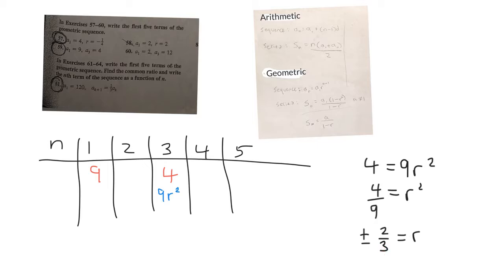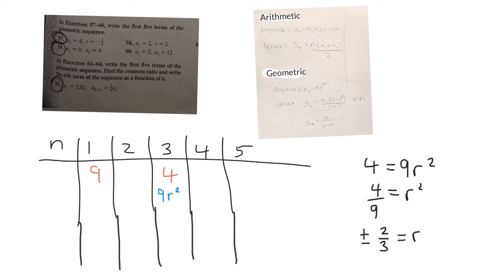It could be positive 2/3 because 9 times a positive number squared would give us a positive 4. But check this out: 9 times negative 2/3 squared would also give us positive 4. So I don't see any reason why R can't be either positive 2/3 or negative 2/3. So that is something for my student to take into account. Let's treat it as though it's the positive 2/3 for now. We're going to treat it at least temporarily with the assumption that it is the positive 2/3.